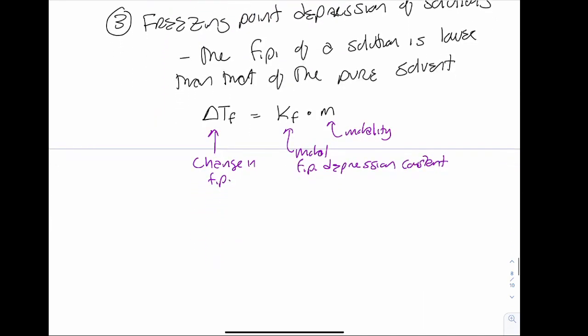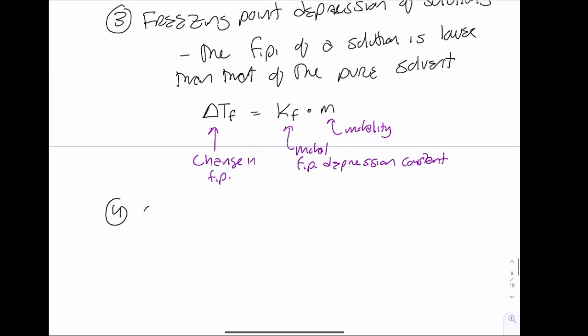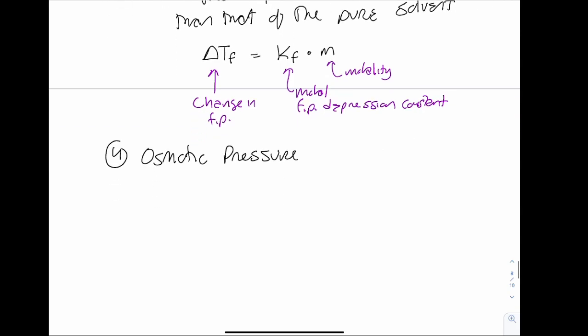Our fourth colligative property then has to do with osmotic pressure, and I'm just going to talk about this one really briefly. There's more pressure, the more concentrated the solution. But what osmosis is, it's the movement of solvent. So be really careful to not get diffusion and osmosis mixed together. So osmosis, we're moving the solvent.